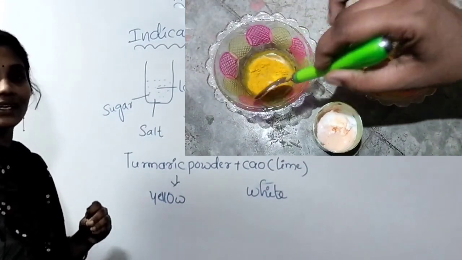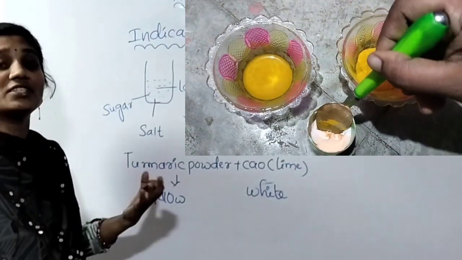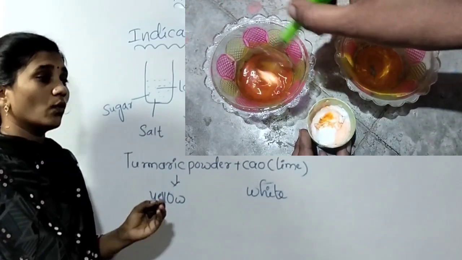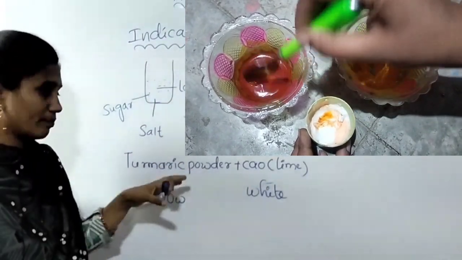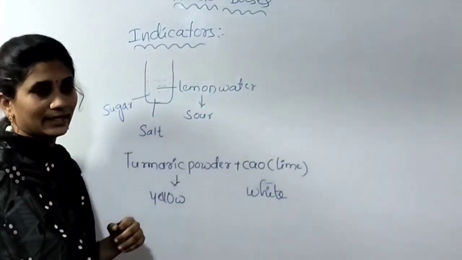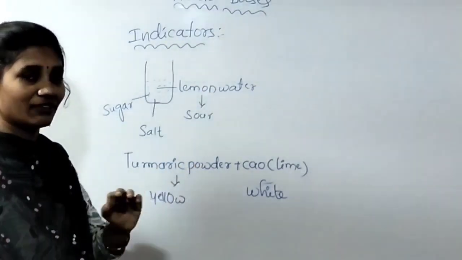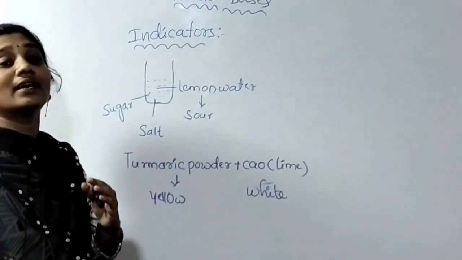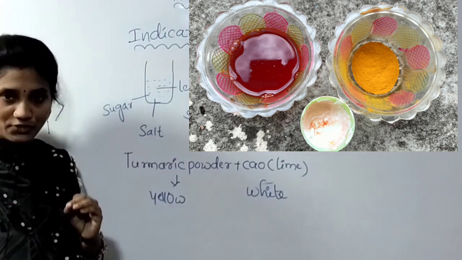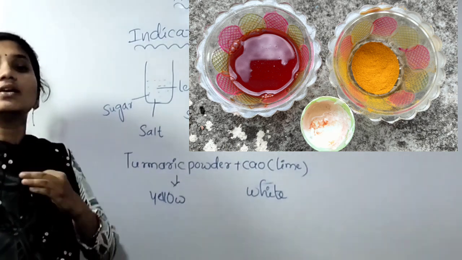So why has this red color solution been obtained? Why have they changed their characteristics? What is taking place between these two substances? Let me tell you. Turmeric and calcium oxide are two different substances. Certain substances have a characteristic that can change into another color when they are added to other substances.